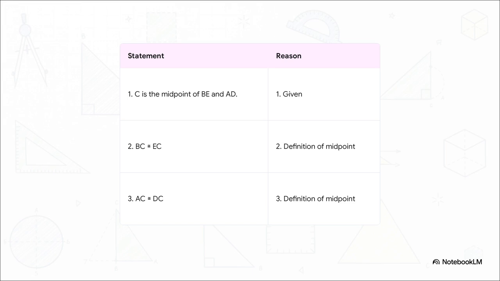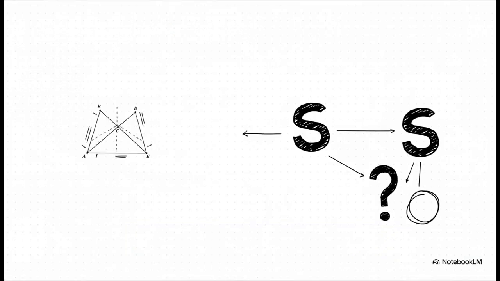The reason for both? Simple. That's just the definition of a midpoint. We're just explaining what our given actually means. And now we follow the rule. We wrote it, so we mark it. We'll add a single tick mark to AC and DC and some double tick marks to BC and EC. Now let's take a look. We have 2 pairs of congruent sides. That's S, S. So what else do we need to prove these 2 triangles are congruent?